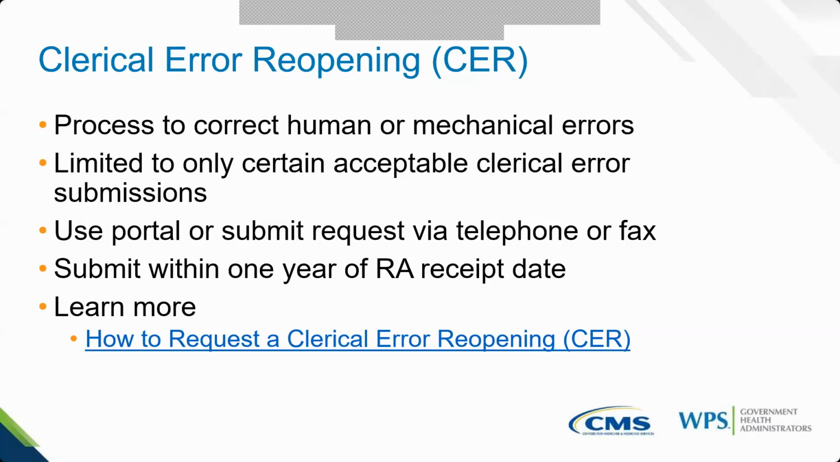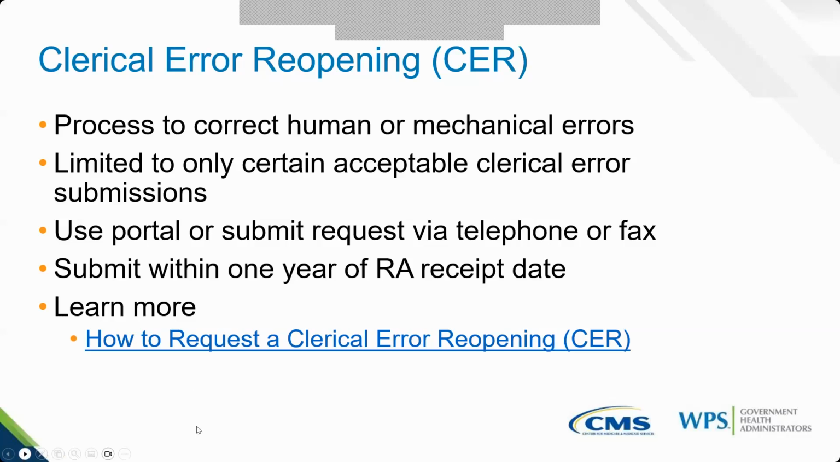Comprehensive error rate testing issues cannot be done as a clerical error reopening. Wrong payee situations, provider enrollment issues. These are just some of those situations where you cannot use the clerical error reopening. There's also some complex claim situations listed as examples in that resource, such as when you bill a not otherwise classified, or NOC, code. And there's also a list of certain modifiers for which you cannot use this particular process. Some of them are 22, 53, 55, and so on and so forth. You can use the self-service portal or you can request a clerical error reopening via phone or fax. And remember that portal user manual does provide instructions.